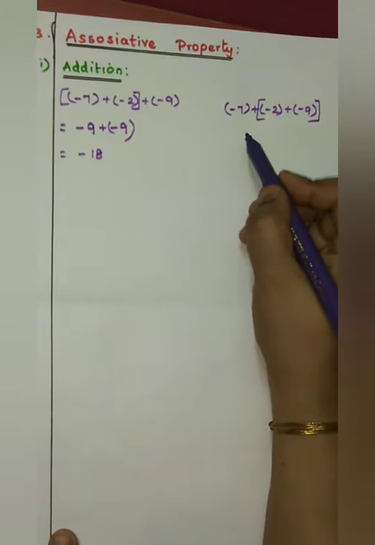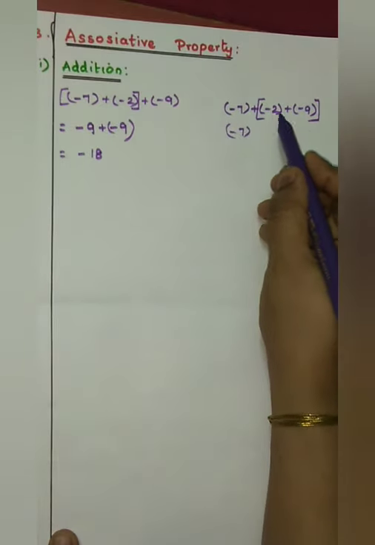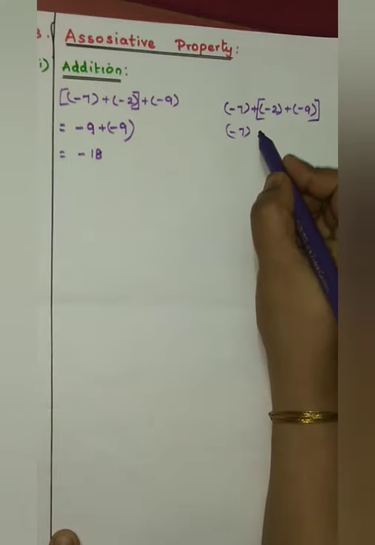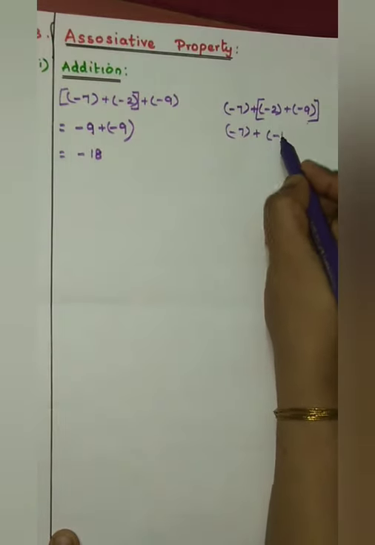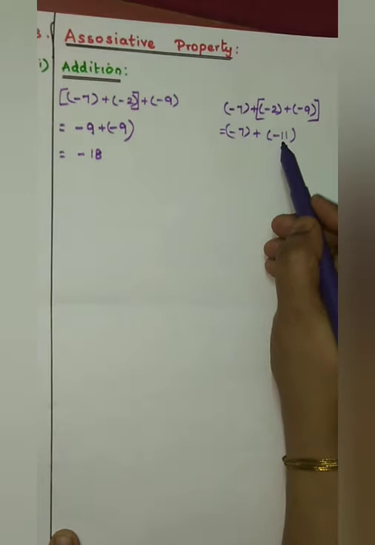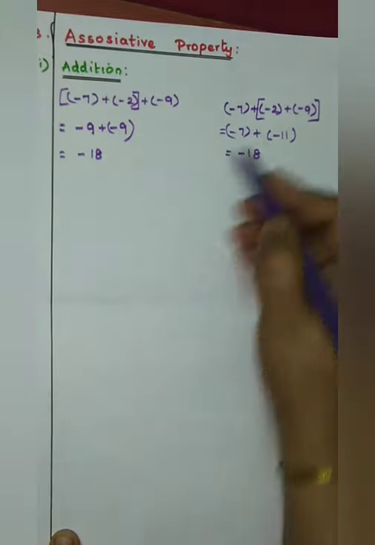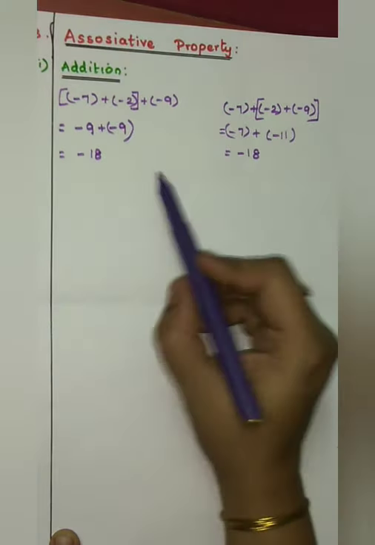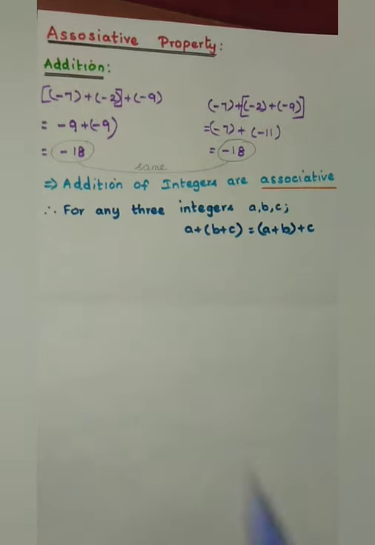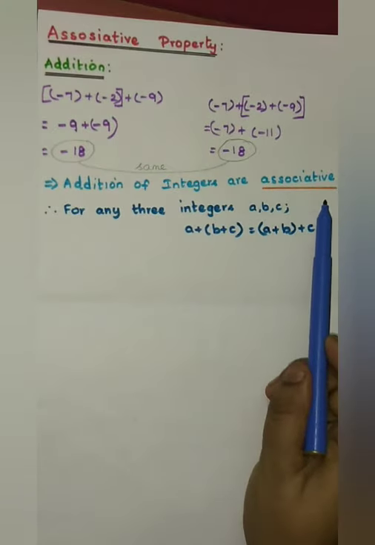Come to the second case. Write this minus 7. First you add minus 2 and minus 9. So when you add minus 2 and minus 9, we get minus 11. Now you add minus 7 and minus 11. So we get minus 18. Compare the results. Are they same? Yes, they are same. Which implies addition of integers are associative.